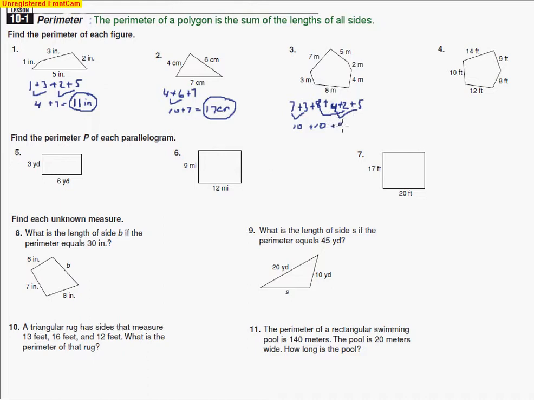So I just added them using the commutative property. It allowed me to move terms around and add some terms that weren't right next to each other. That makes the adding a little bit easier. So we end up with 29 meters. That's what we have there for the perimeter.